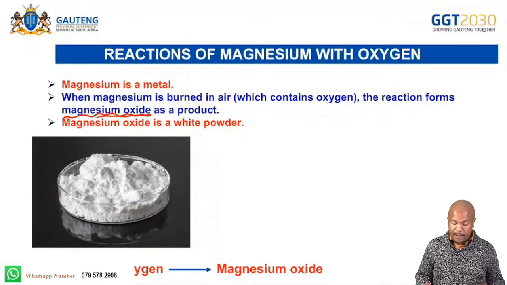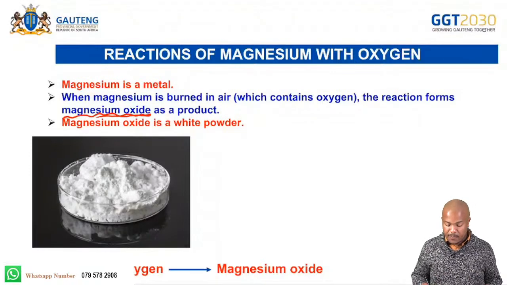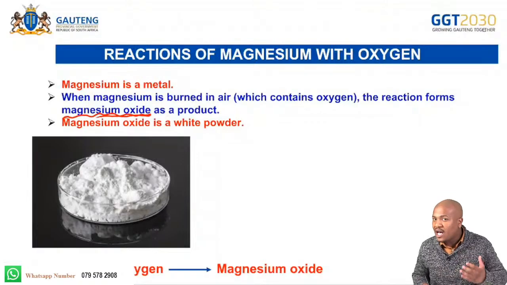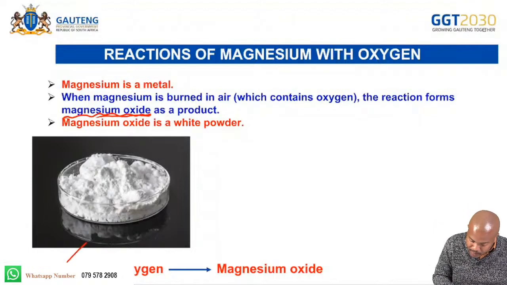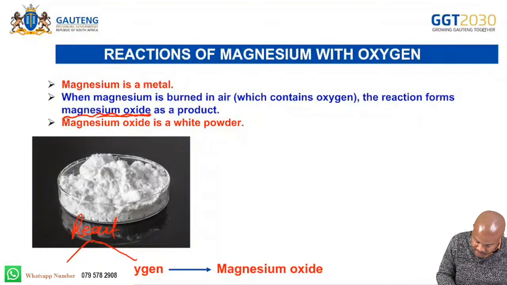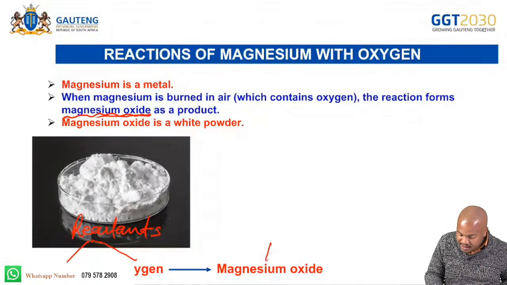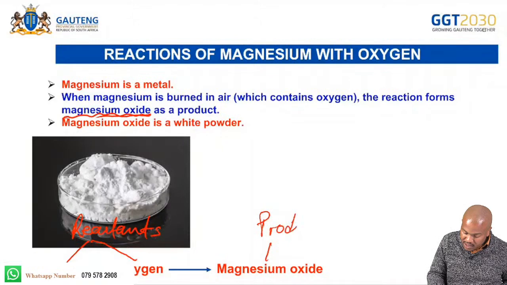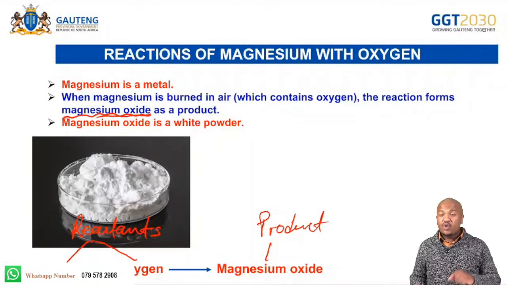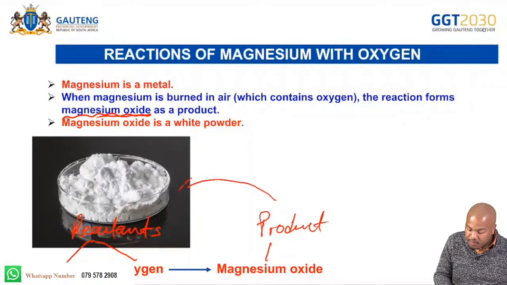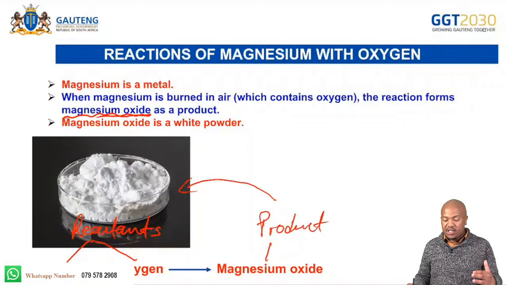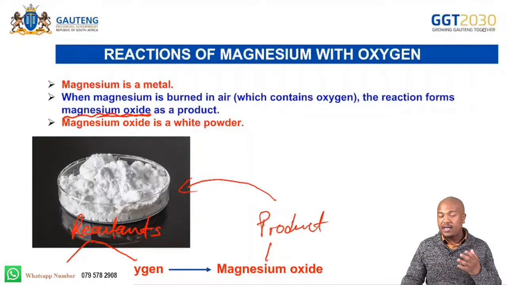You have the magnesium and oxygen reacting together to form the magnesium oxide. So just to test your minds, which ones are our reactants here? It is the magnesium and oxygen. Those are our reactants, and the magnesium oxide is our product. Are we together? So which one is the product here? It is this white powder, which is magnesium oxide. It forms after reacting magnesium and oxygen.